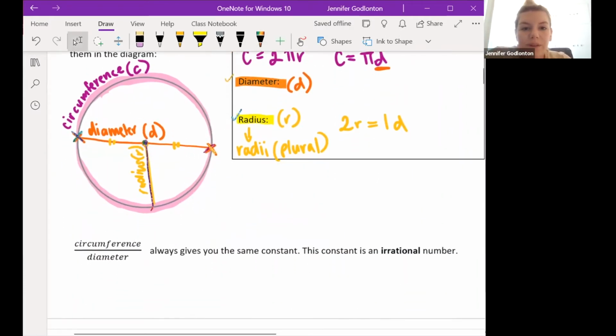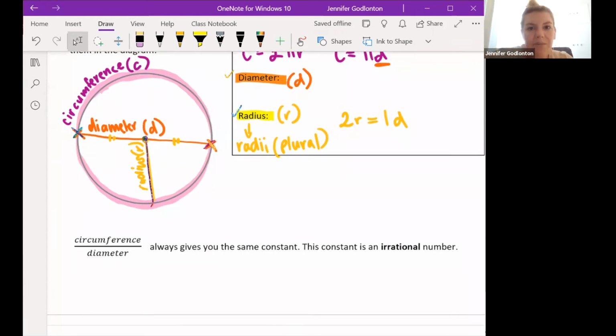So when this idea of pi came up, what they found was no matter what circle you draw, you can take any circle you like. If you measured the circumference of that circle and you divided it by its diameter, so that's what's happening over here. If you took the circumference of any circle, literally any circle in the world, okay?